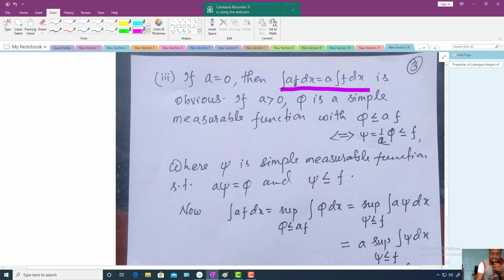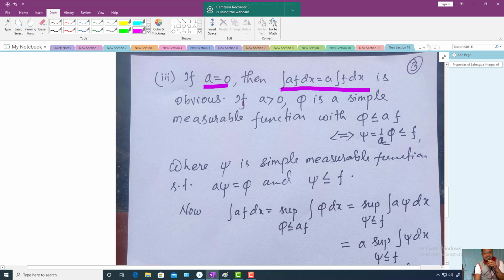Integration of the function af dx is equal to a, being a constant, can be taken out of the integration: a times the integral of f dx. We want to establish this equality. If a is equal to 0, then af is equal to 0, and whatever value f has, if you multiply by 0, it is also 0. So equality is established, and it is obvious. If a is equal to 0, it is done.